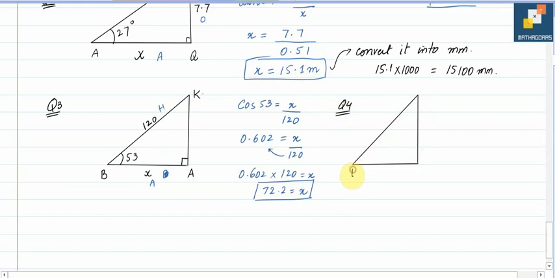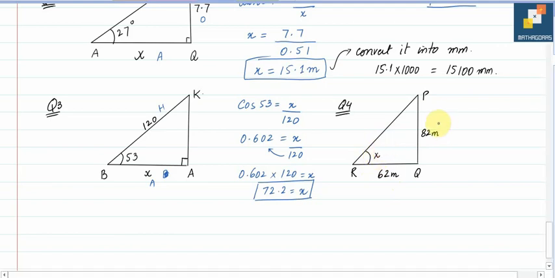It's R, Q and P. At a certain time of a day, a church spire PQ, 82 meters high, so the distance of PQ is 82 meters, cast a shadow of 62 meters long. The shadow is 62 meters. Find the angle PRQ. So you need to find the angle PRQ.